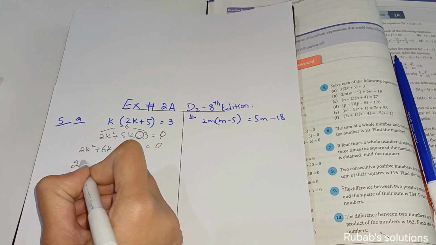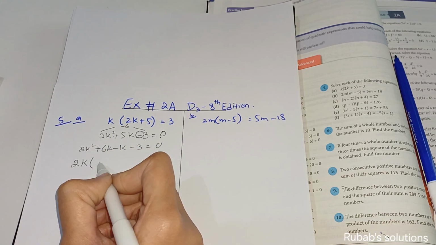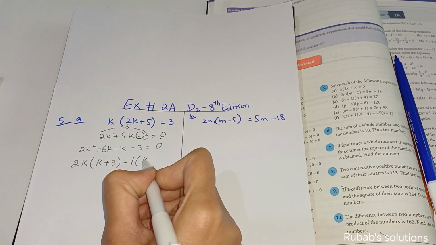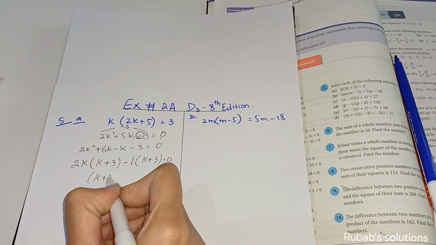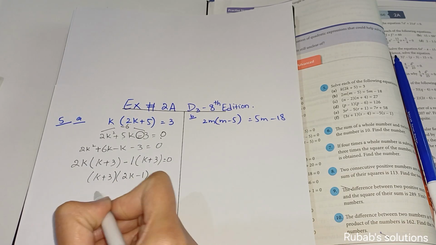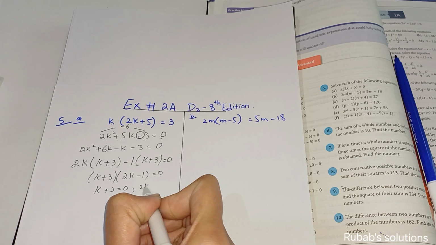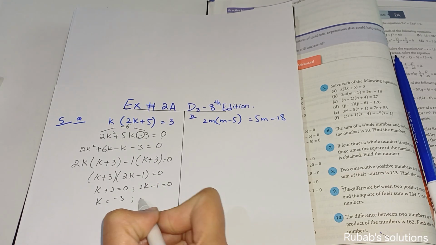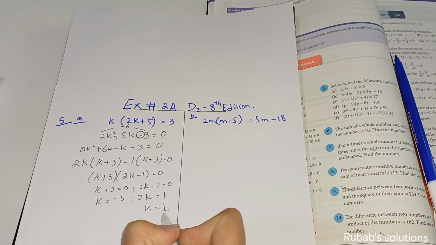From these two numbers I can take 2k common, it will become k plus 3. From here it is minus 1, k plus 3 is equal to 0. So now k plus 3, and on the other side it is 2k minus 1 is equal to 0. k plus 3 is equal to 0, or 2k minus 1 is equal to 0. k is equal to minus 3, and from the other side 2k is equal to 1 and k is equal to 1 by 2.